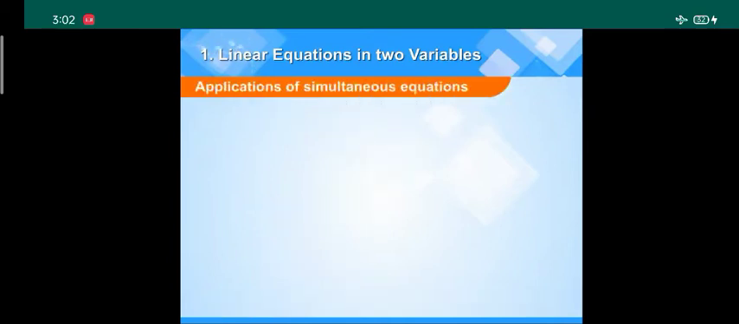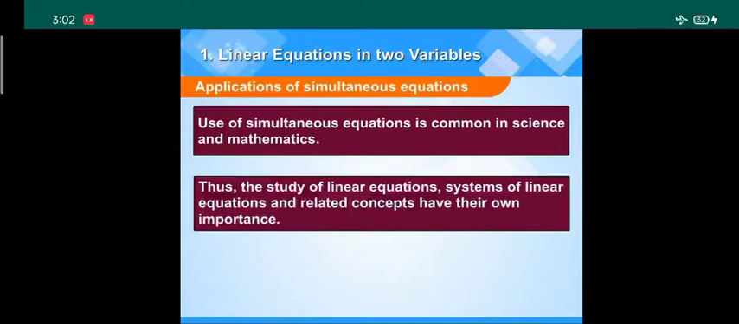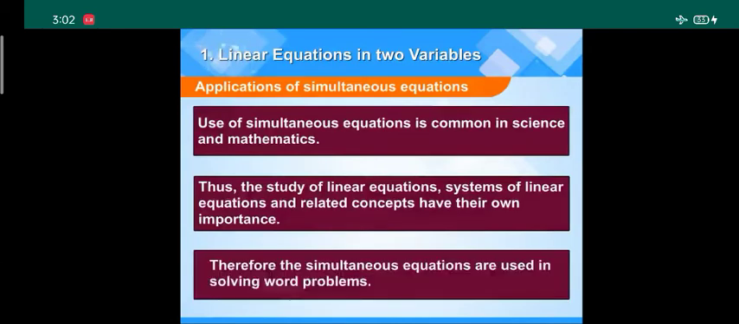Applications of simultaneous equations. Use of simultaneous equations is common in science and mathematics. Thus, the study of linear equations, systems of linear equations, and related concepts have their own importance. Therefore, simultaneous equations are used in solving word problems.